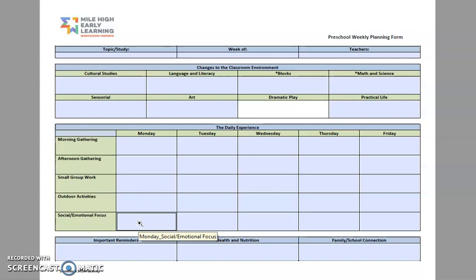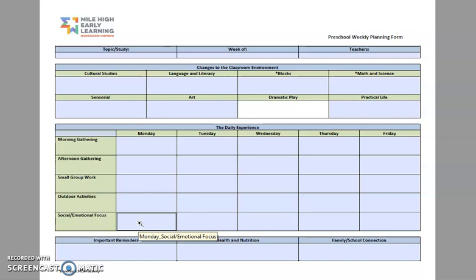This could bleed into your outdoor activities, your small group work, and your morning or afternoon gathering, and in fact it probably should. If you're talking about sharing in the classroom, that's something that you're probably going to do at any gathering that you have, but there are small group activities that you could do too to teach the skill of sharing. So you want to make sure that you have some intentional embedded focus on the social and emotional needs of the children in your class.